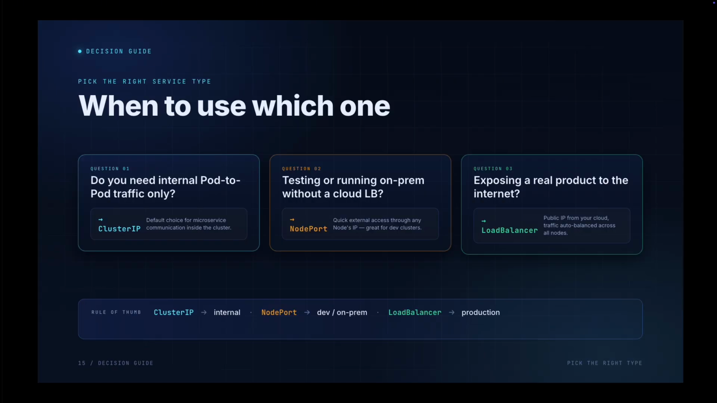At this point, you might be wondering, which service type should I actually use? A simple way to think about it is by asking 3 questions. First, do applications only need to communicate inside the cluster? If the answer is yes, use ClusterIP. This is the default choice for internal microservice communication.